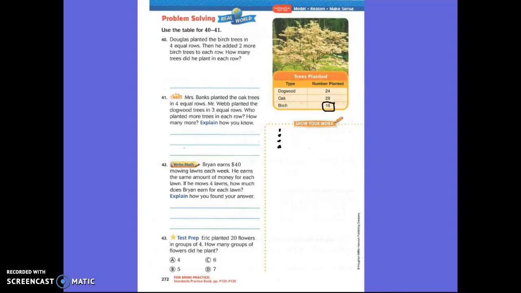Let's read number 41 now. Miss Banks planted the oak trees in 4 equal rows. Mr. Webb planted the dogwood tree in 3 equal rows. Who planted more trees in each row? How many more? Explain how you know. Okay, let's try to hurry on this, or if we have to pause, we'll pause.